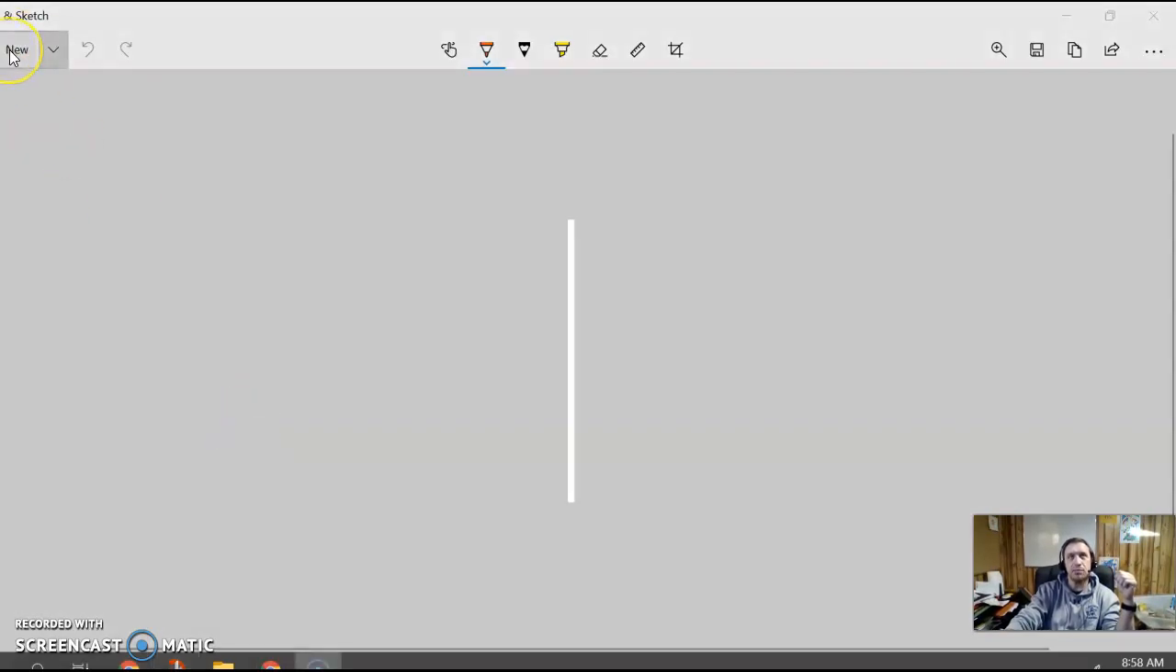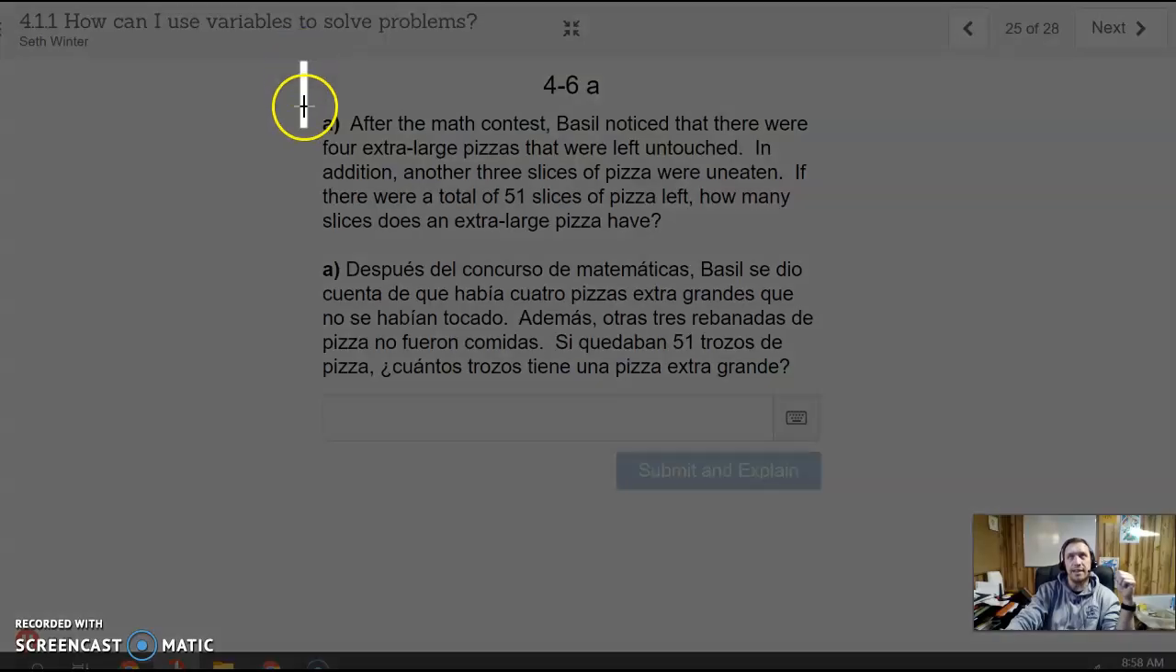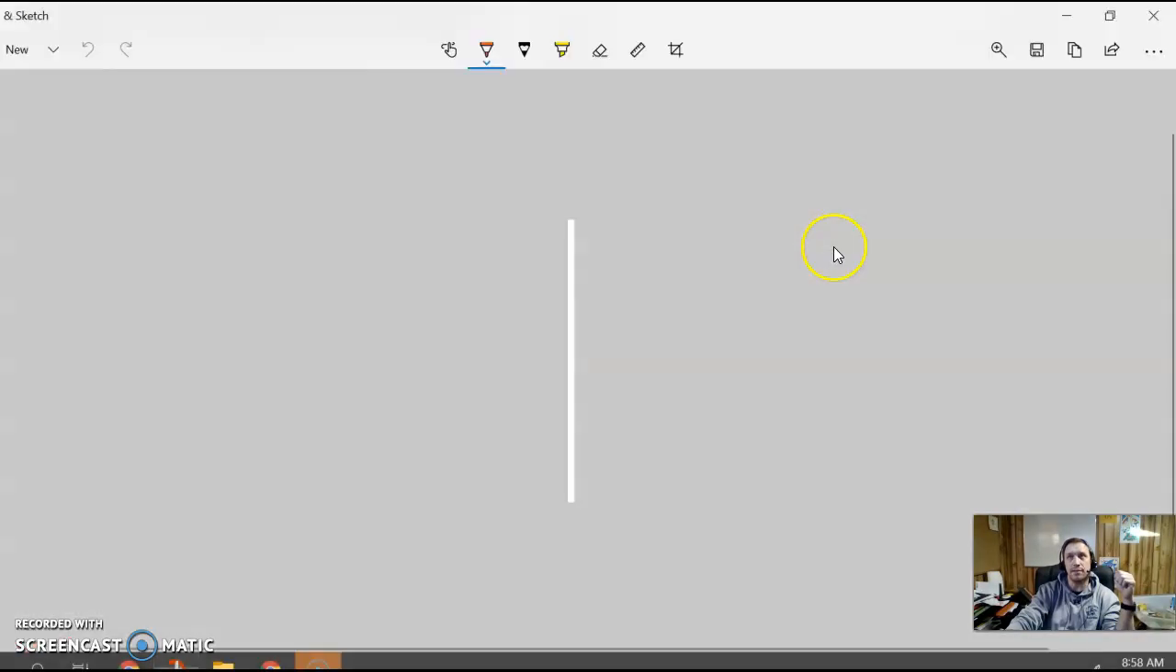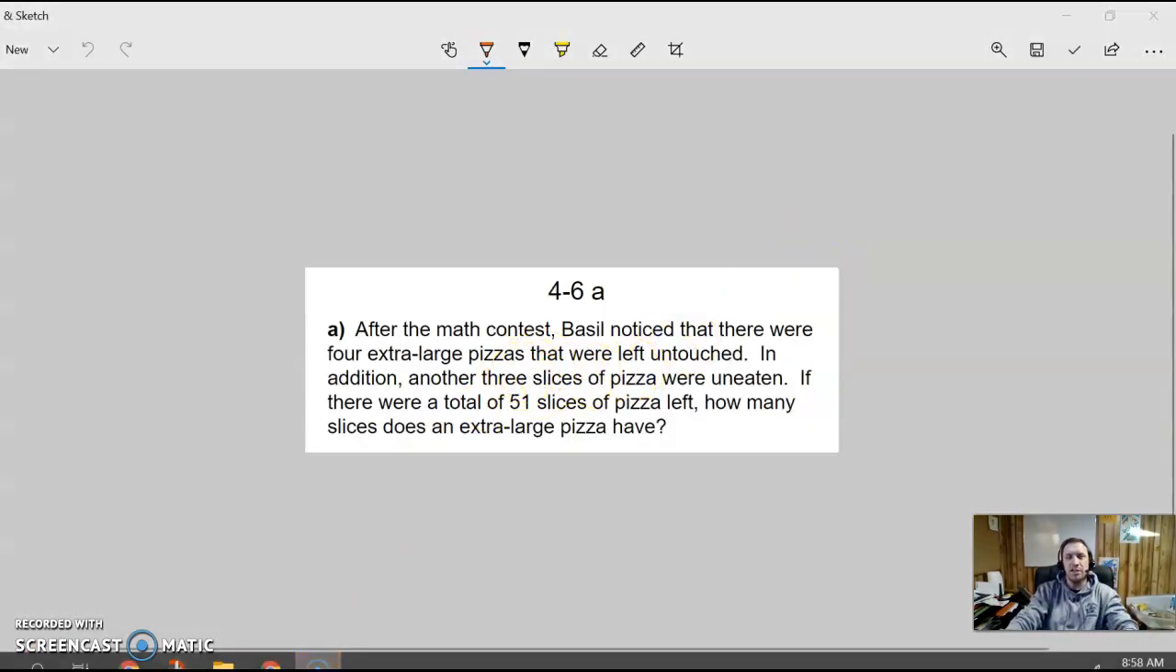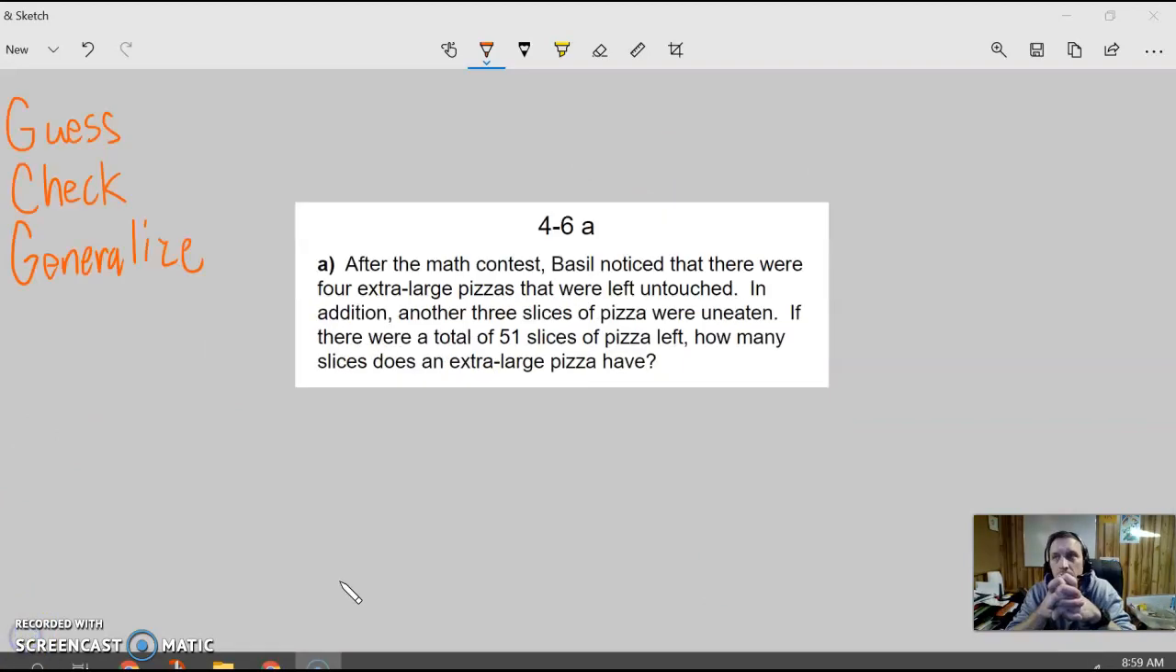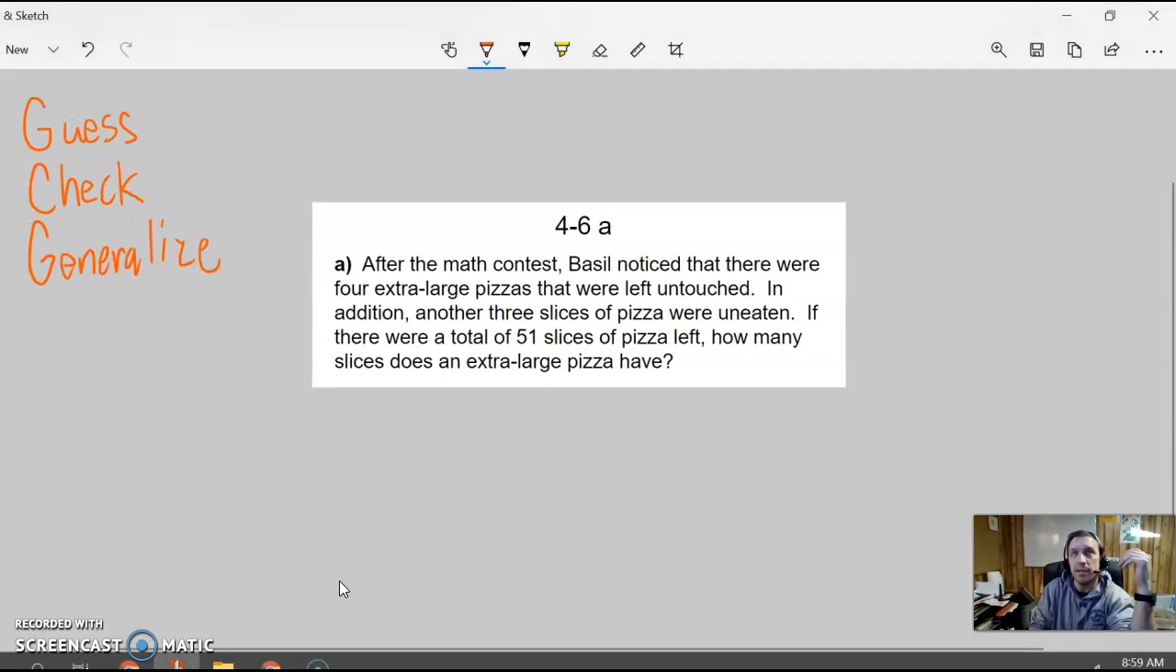Let's approach this problem in a way that I said, guess, check, generalize. And I'm guessing you were like, my teacher always told me, don't just guess. Well, this is a different way of guessing and checking. So let's take a moment and think through. So go to the end here. What is it really asking? It's saying, how many slices does an extra large pizza have?